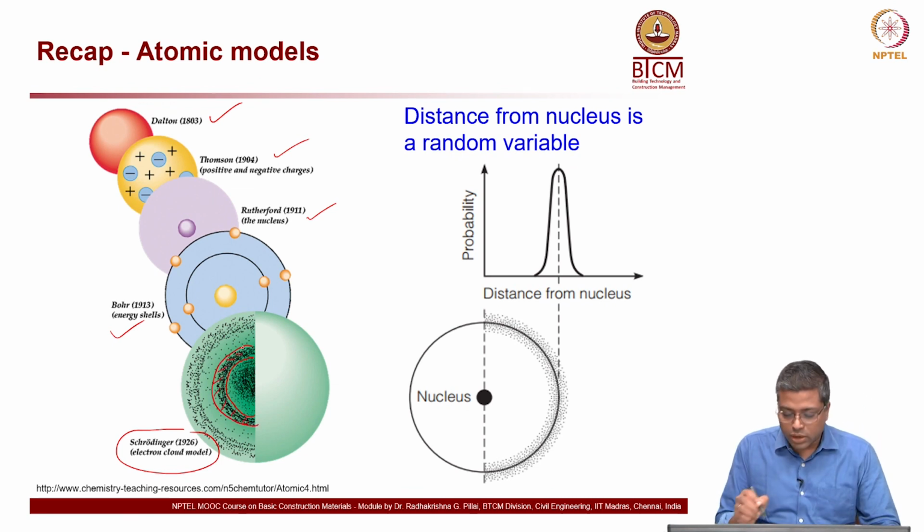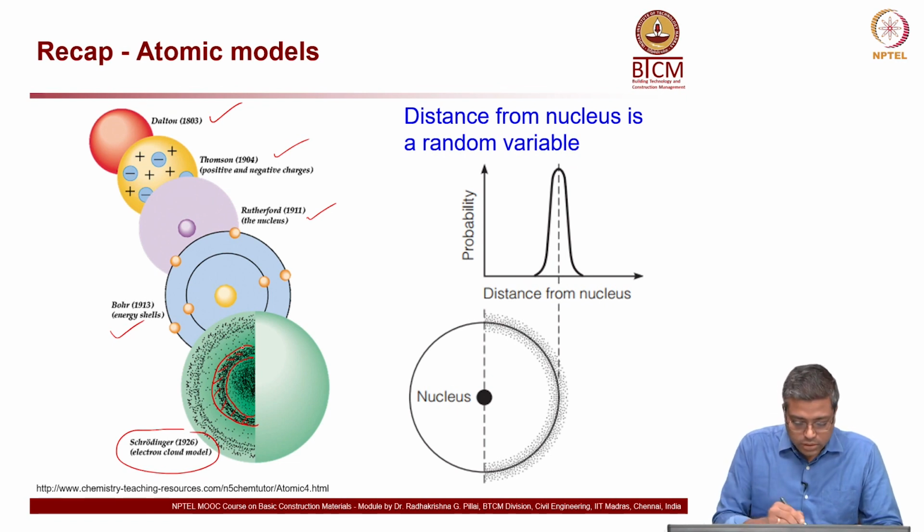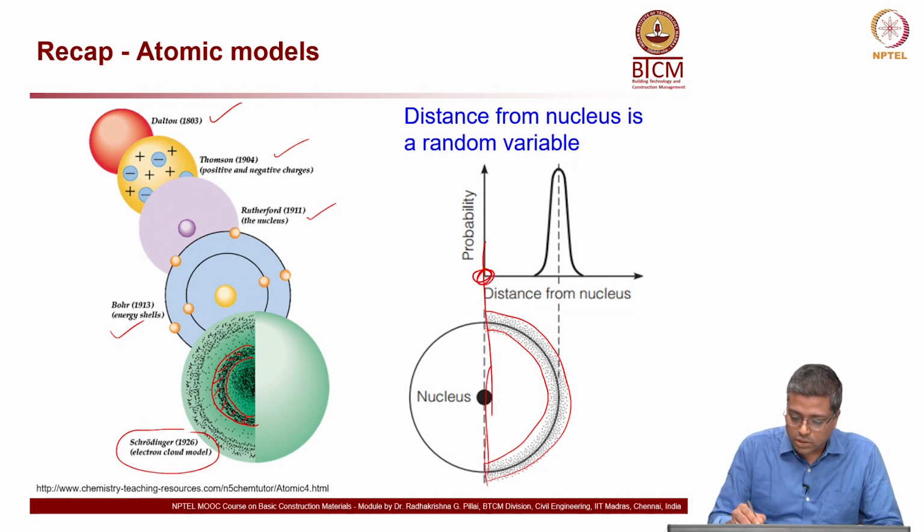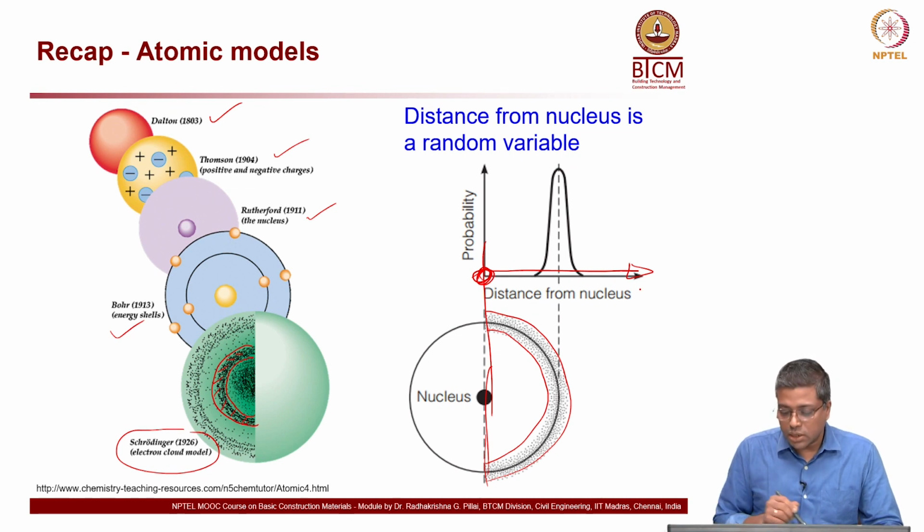Okay. Now, look at the picture on the right side, where the same cloud is redrawn. This is that cloud we are talking about. Now, if you draw the vertical line here, that is the position of the nucleus. As you move away from the nucleus, what is the possibility of finding an electron? That is what is drawn in this probability density function.